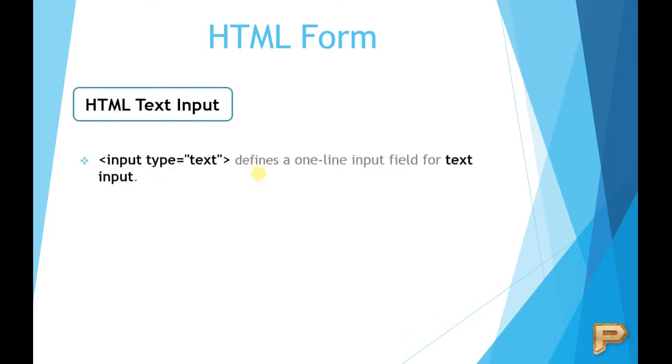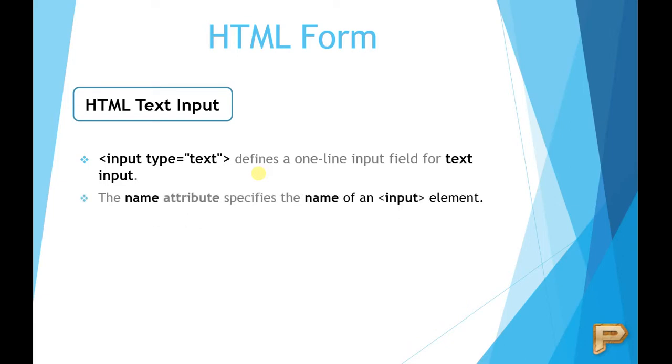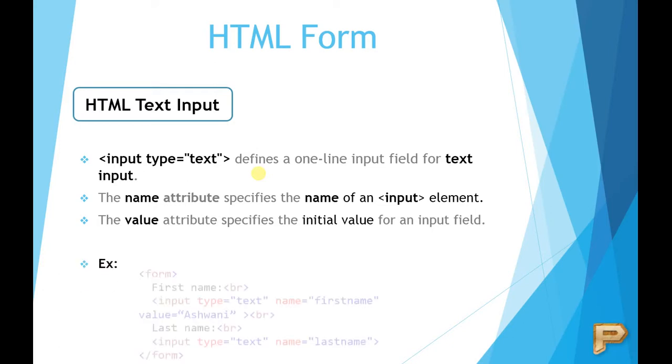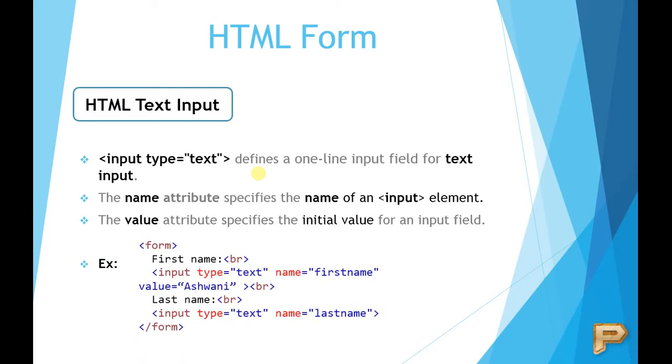HTML text input. Now this is what we were talking about earlier, that HTML forms require user inputs. And how can we take inputs of the user? By input type text, by writing this syntax: input type equals double quotes text and close the brackets. It defines a one line input field for text input. The name attribute specifies the name of an input, and the value attribute specifies the initial value for an input field, and this is an example. So first I will tell you input type, then I will tell you value and name.